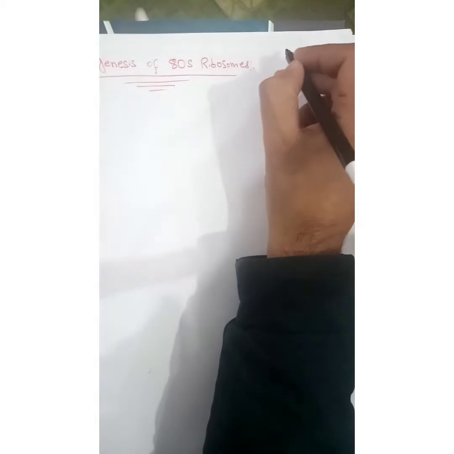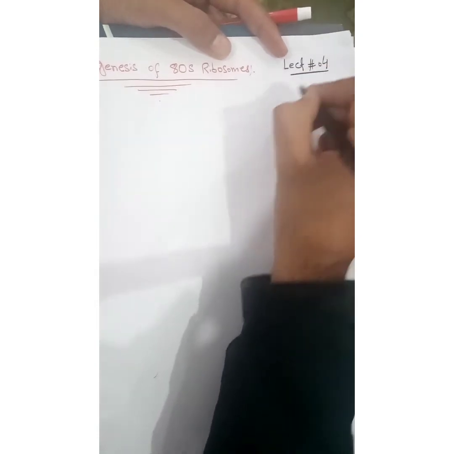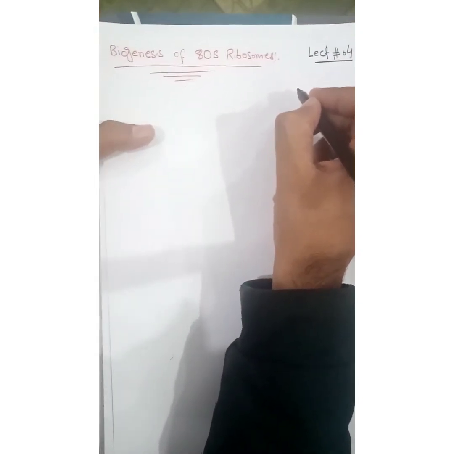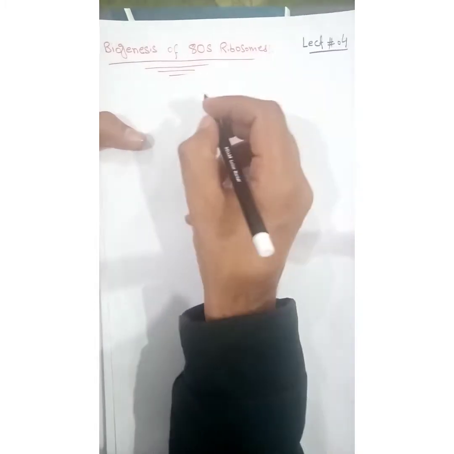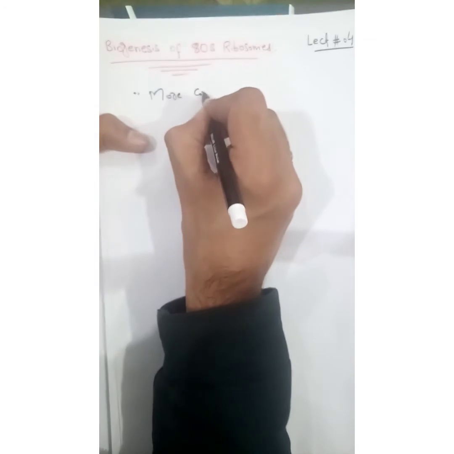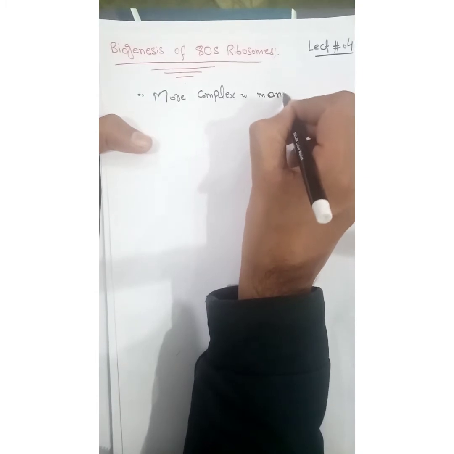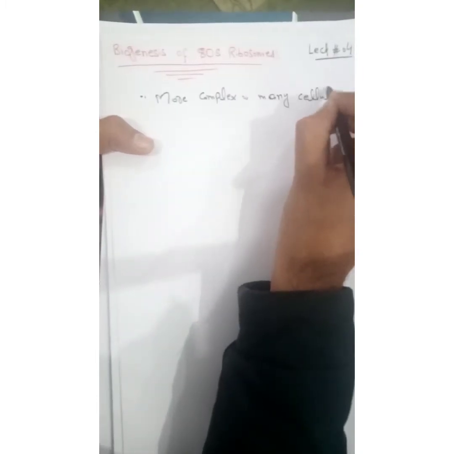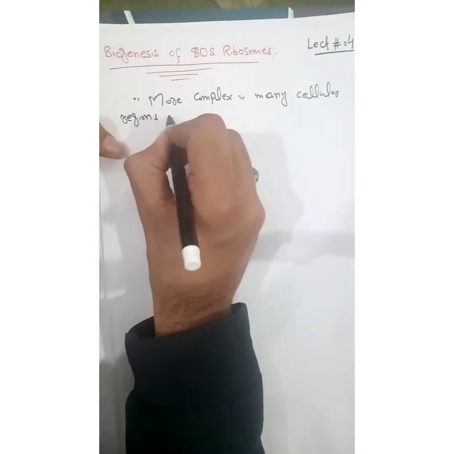I am Waqar Ahmad and today we will study the biogenesis of eukaryotic ribosomes. This is lecture number 4 about ribosomes. In the previous lecture we studied the biogenesis of prokaryotic ribosomes, and today we will study eukaryotic ribosome synthesis. This process is more complex as compared to prokaryotes, because many cellular regions are involved in the synthesis.